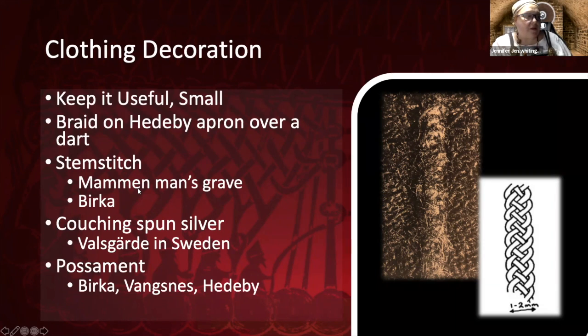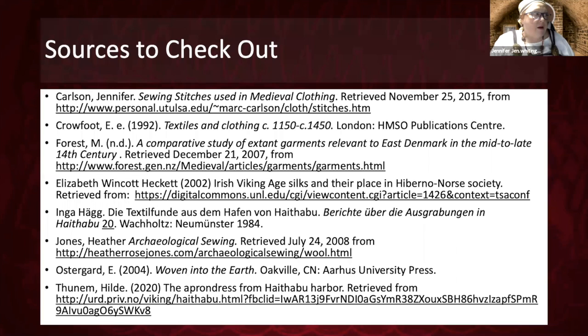Stem stitch was used in Mammen, and they did find a little bit of brocade. The couching, spun silver and possamenterie, were the big thing that people used. This is possamenterie, little tiny knots, and you can see how small that is. It's really tiny. The smaller, the closer it is to being period. All right, there is a list of resources to check out, some of which were used in this. I highly suggest Inga Hägg and her books. You will get a lot of information from that.